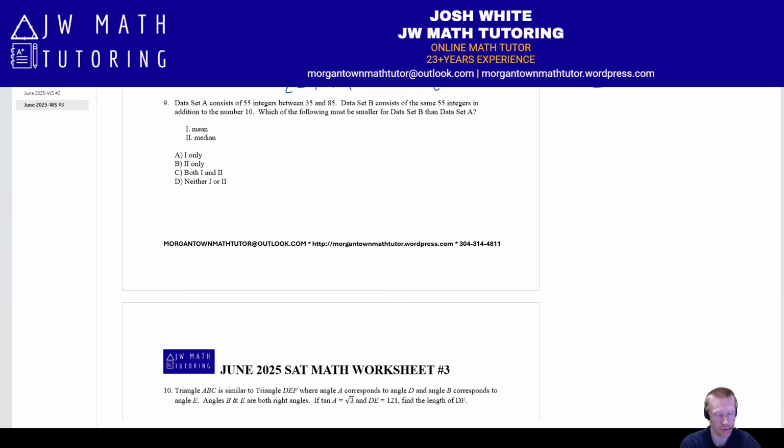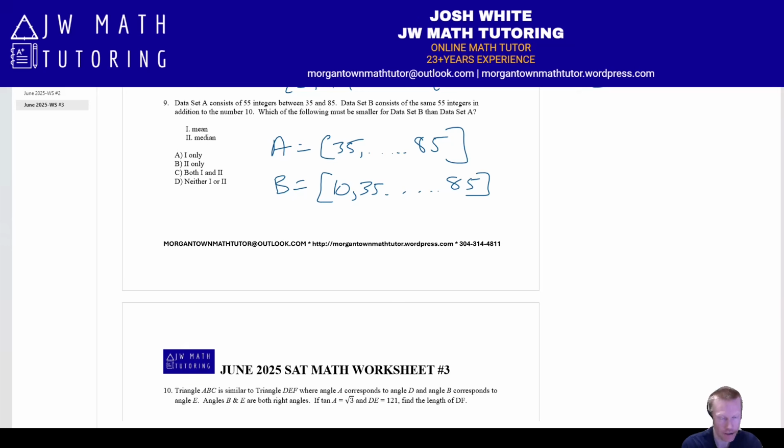So in this one, you have your first data set. It's 55 integers between 35 and 85. So we don't know what the exact numbers are, but okay, 35 to 85. And then in B, basically it's the same 55 numbers, but you also add just one single value of 10. Okay, so the way this is intended to be worded is we're not adding 10 to every number. We're only adding a single value of 10. So the first one had 55 values, the second one has 56. Which of the following must be smaller for B compared to A?